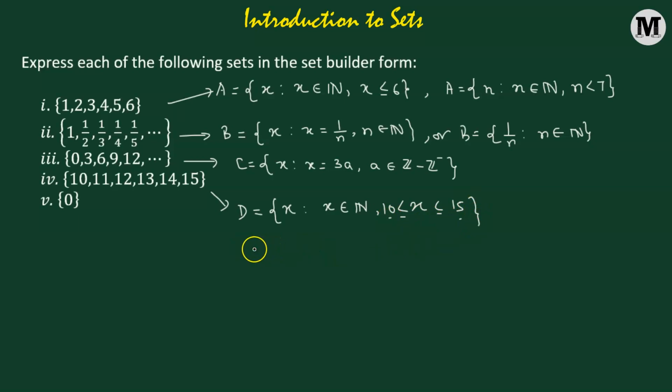Or what we can do, we can say that D is a set of the elements A, such that A belongs to the set of positive integers with A lying between positive 10 and positive 15. So this is also another way of expressing the given set in the corresponding set builder form. And finally, number 5, we have a set which contains only the element 0. So what we can do, we can call it the set E containing the element x, such that x equals 0.